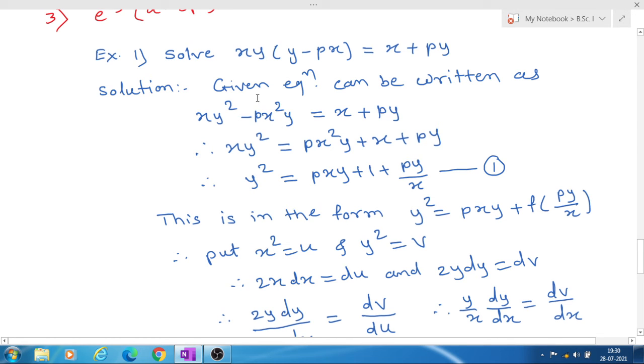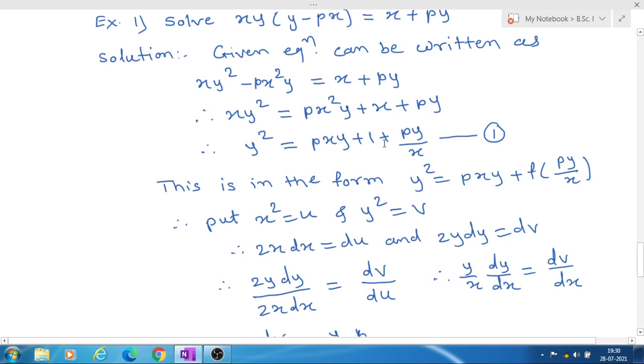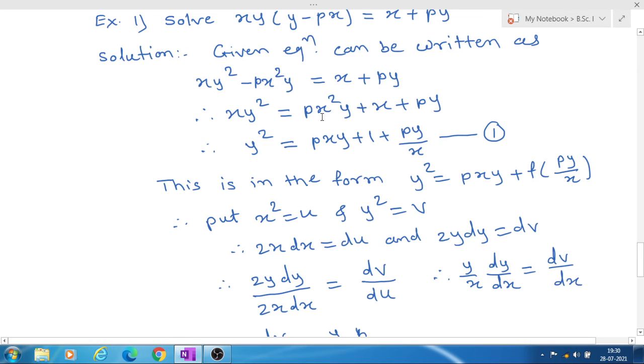So multiply this bracket by xy, we get x y² − p x² y = x + py. Therefore x y² = p x² y + x + py. Dividing both sides by x, we get y² = pxy + 1 + py/x.